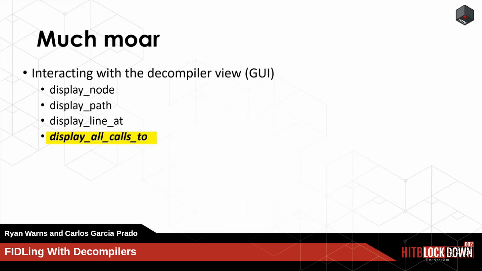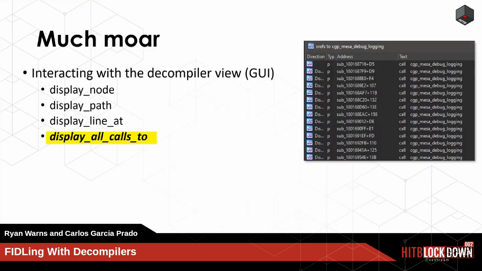So yeah, there are of course APIs for everything, as well as for interacting with the GUI in case you want to do some things like printing lines or putting colors on lines that match a specific criteria that you're looking for. So there are many things. One of the APIs that we use all the time and would like to tell you about is display all calls to. Of course, you can imagine what it's doing.